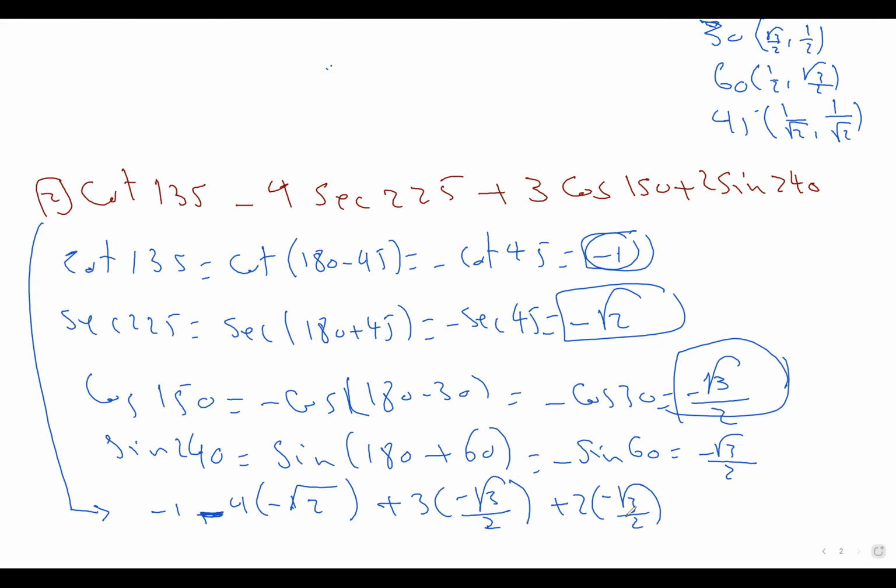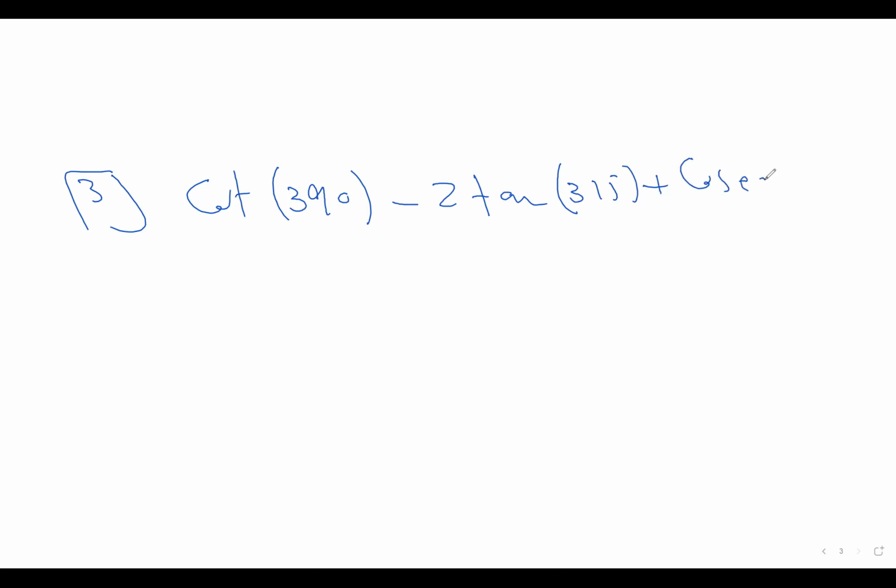Okay. The third one will be cotan 390 minus 2 tan 315 plus cosec 300 minus 2 sec 150.